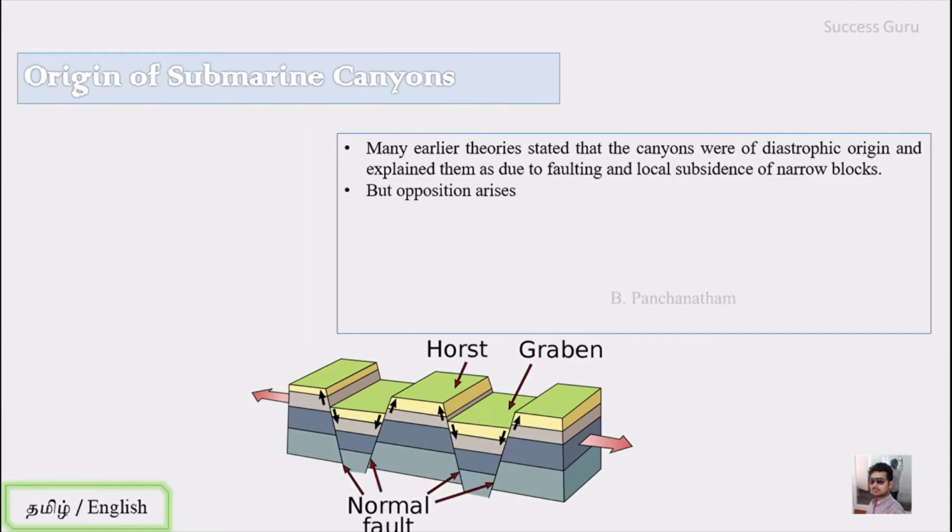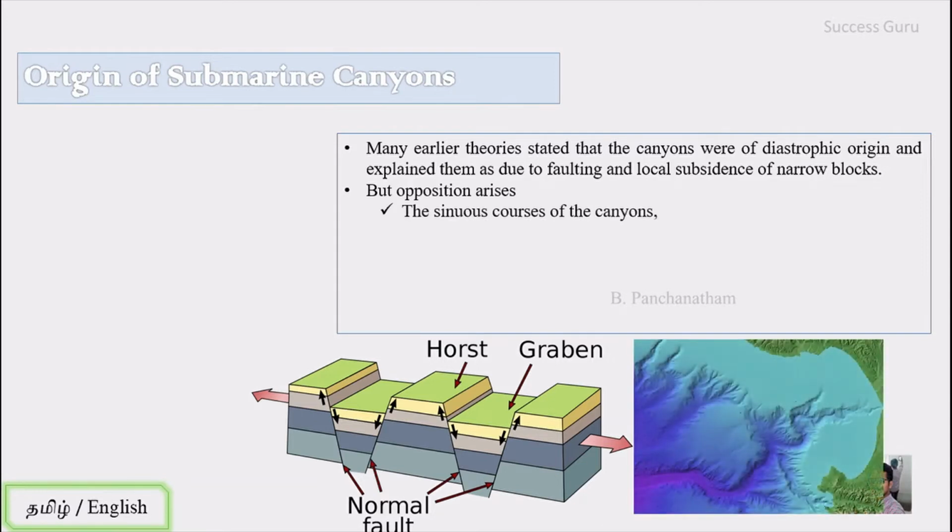But there are some oppositions. So let us see the reasons for the opposition. The first one is that if the valley is formed due to faulting, then the valley path should be a straight line, right? But when you see a submarine canyon, you can expect a sinuous course of the canyon, which is not due to faulting, right? So this sinuous path of the submarine canyon may not be formed due to faulting, as it would be formed in a straight line.